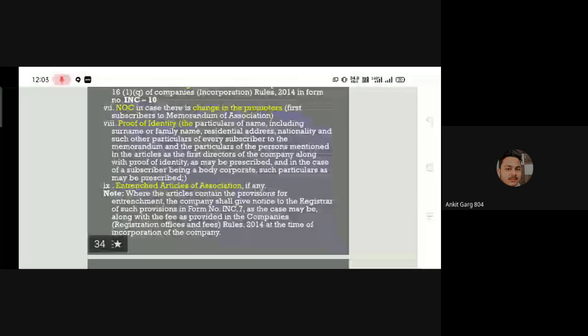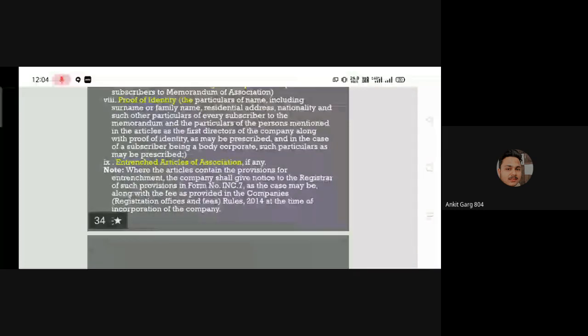So there is entrenchment in the articles of association, if any. Note: where the articles contain provisions for entrenchment, the company shall give notice to the registrar of such provisions in form number INC 7, as the case may be, along with the fee as provided in the Companies (Registration Offices and Fees) Rules 2014, at the time of incorporation of the company.